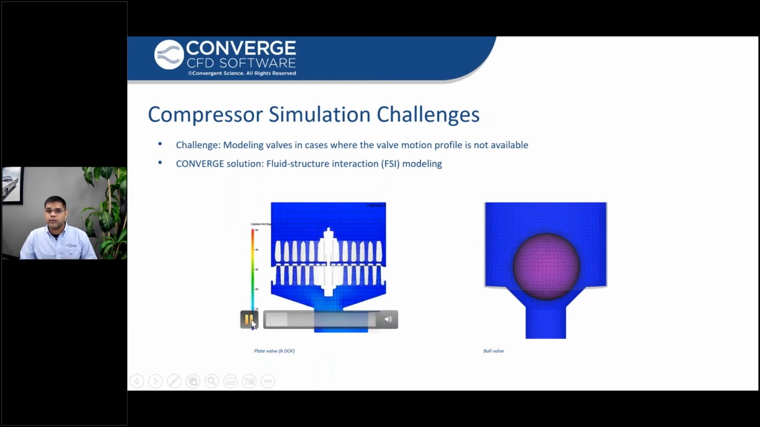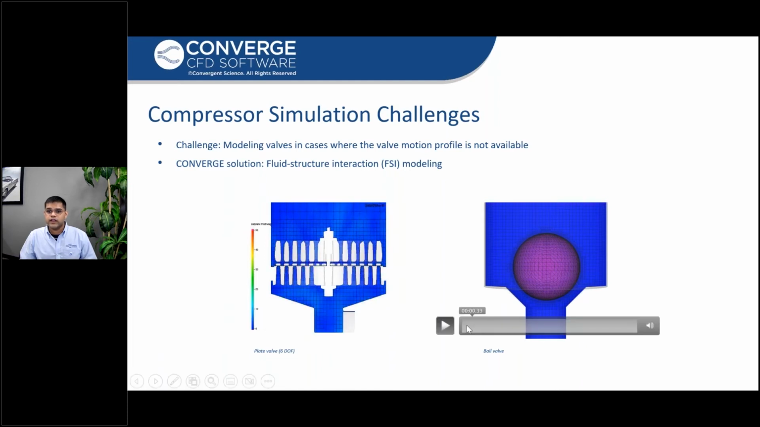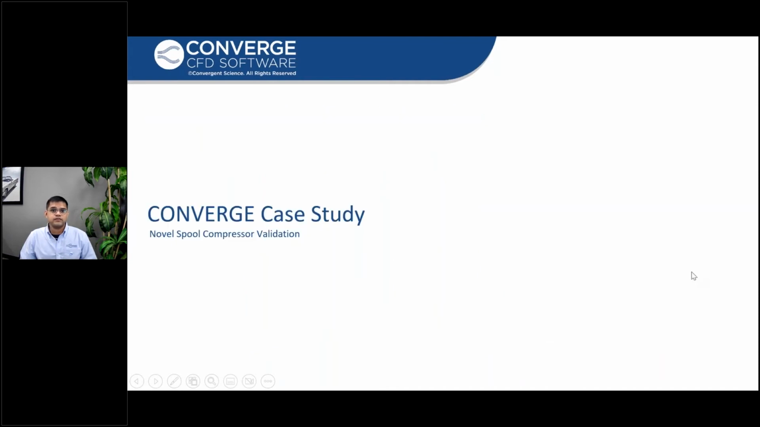So here is an example for that. You can see this is an example of a plate valve with 6 degrees of freedom. And we also have a ball valve here. You can see it is wobbling around as well. So that is a function of having used 6 degrees of freedom and allowing motion in all the three directions and rotation in all the three directions.